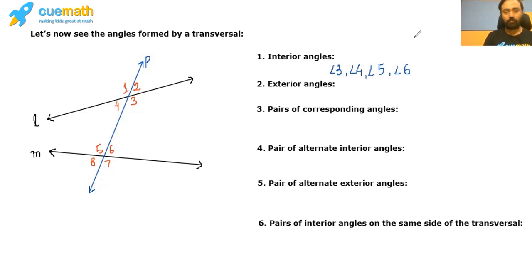So basically we'll write those angles. So angle 1, then angle 2, angle 7, and angle 8.